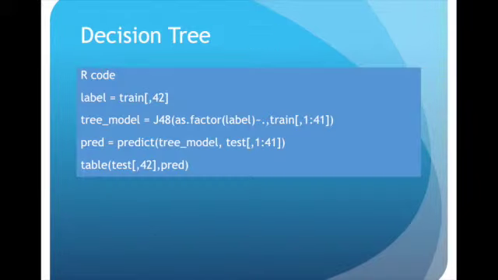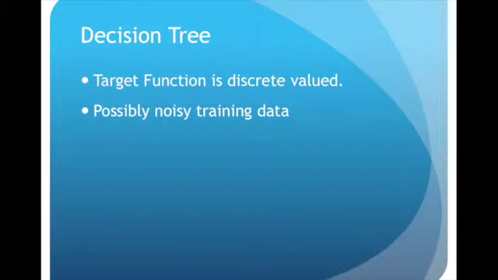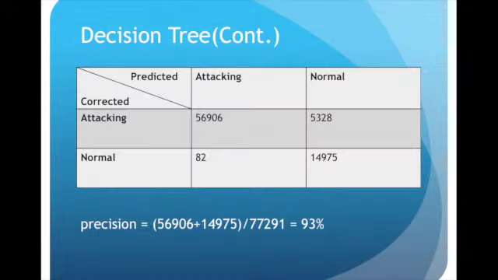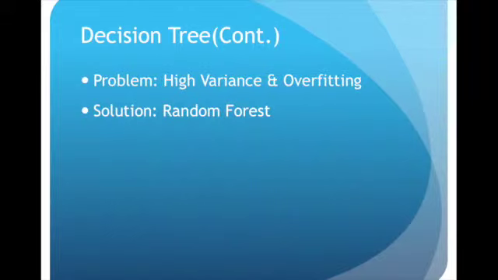It is the decision tree. The decision tree can also handle noisy training data. So the precision is over 93%. But the decision tree has some problems. For example, it has high variance and overfitting problems when the tree grows deeper. So my solution is to use another approach. It is the random forest.